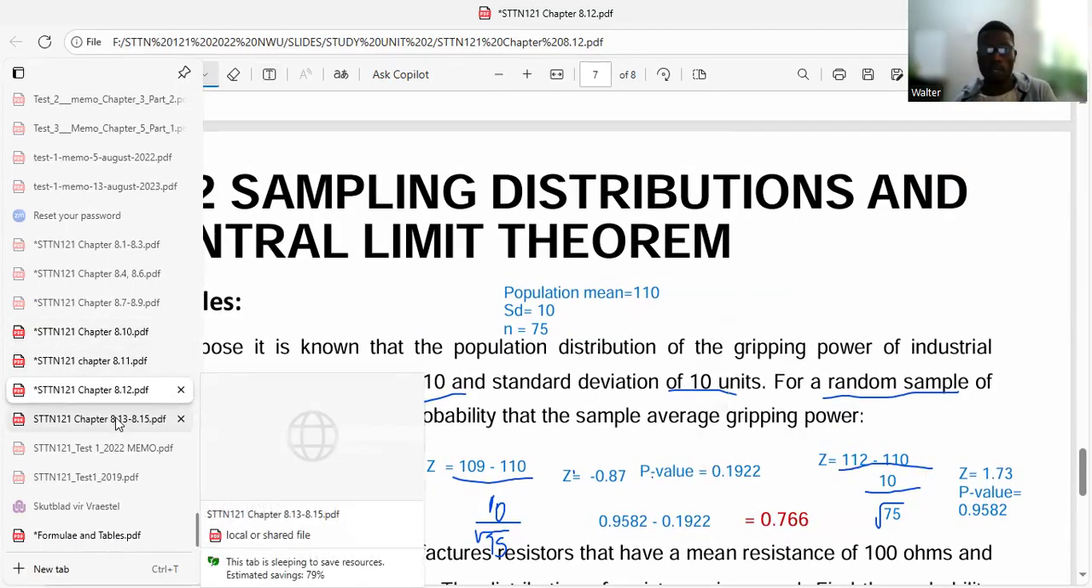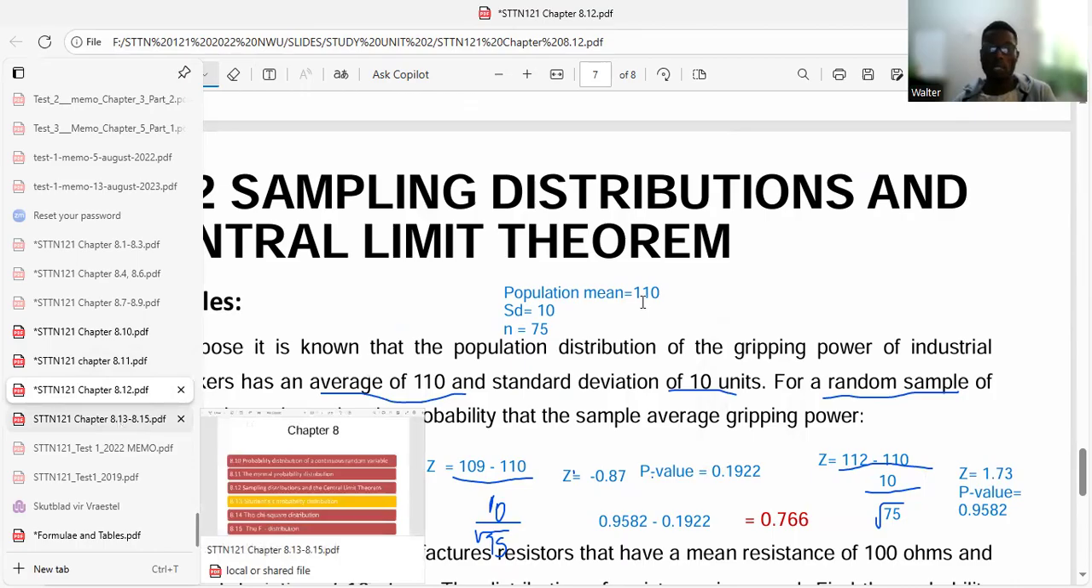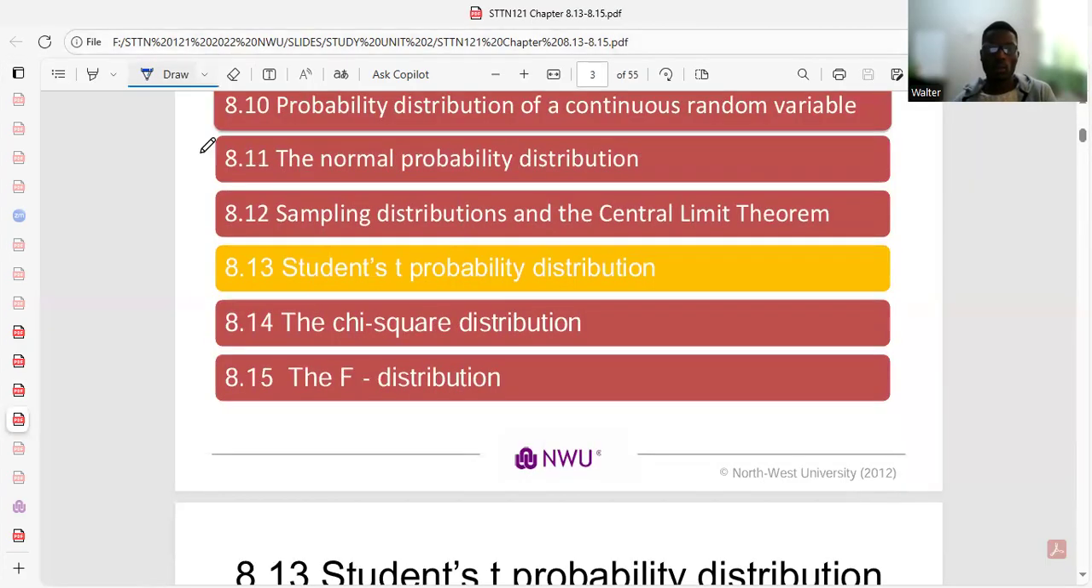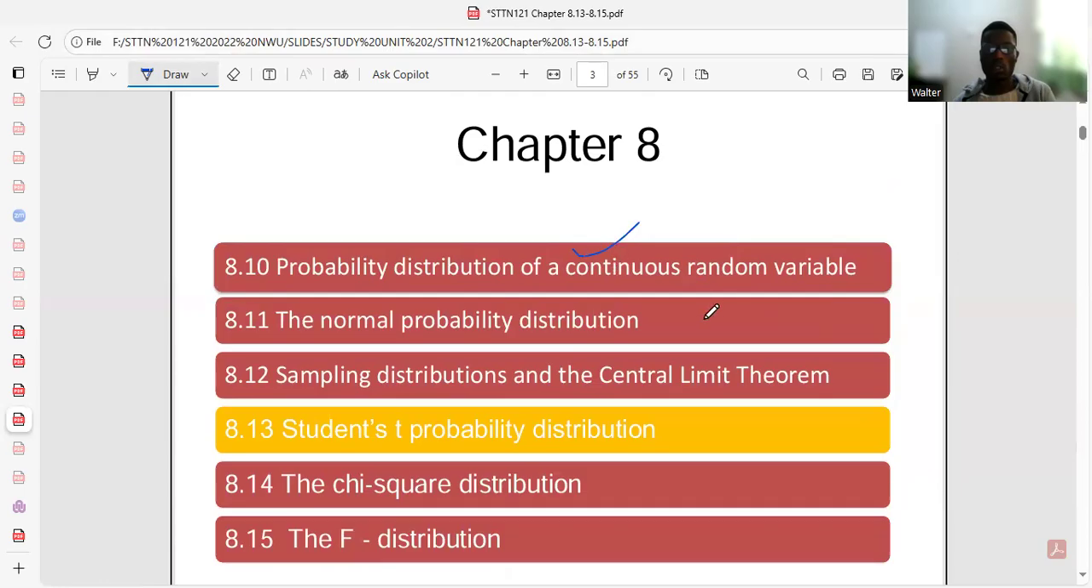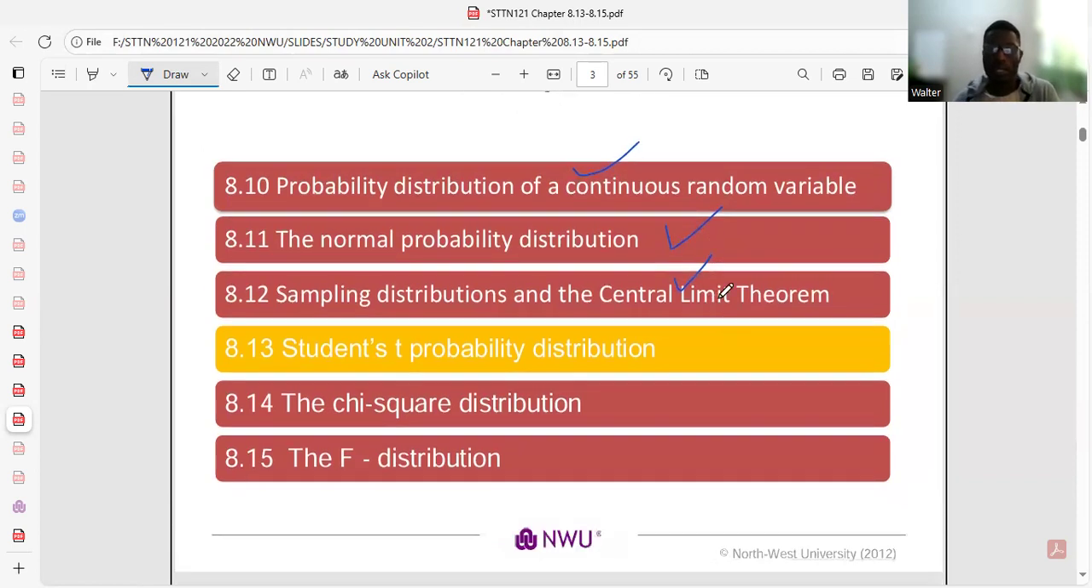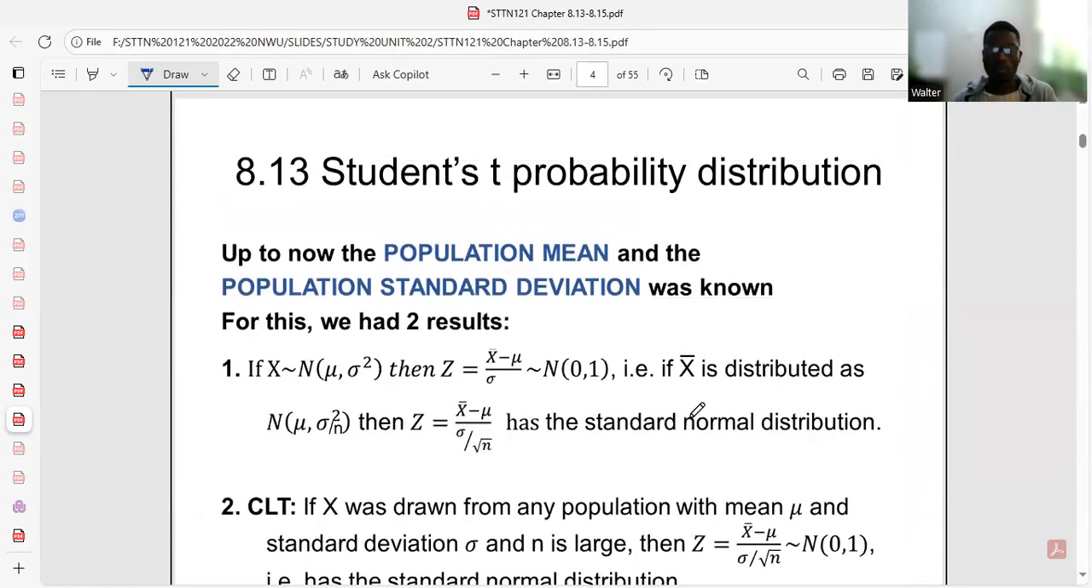Now we move to 8.13. We did the continuous random variable, the normal probability distribution, the sampling distributions, and also the central limit theorem. Now we're going to do the student's T, followed by the chi-square and the F distribution. Okay, the student T probability distribution.